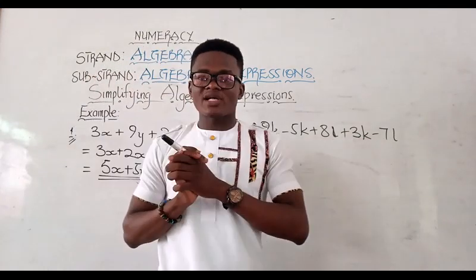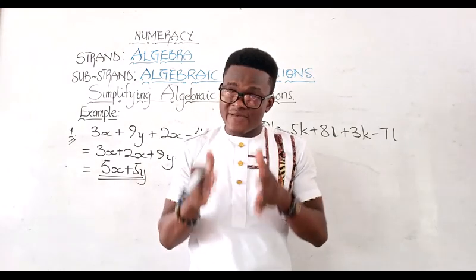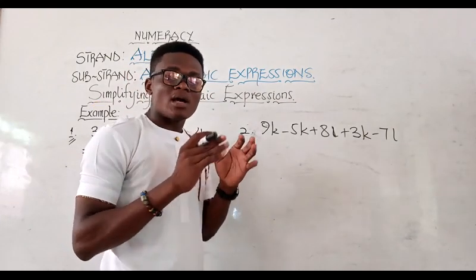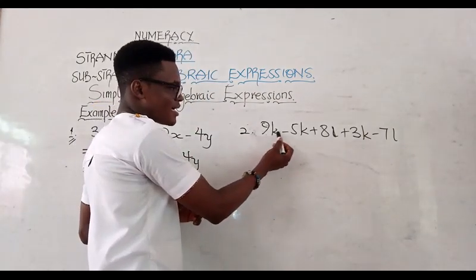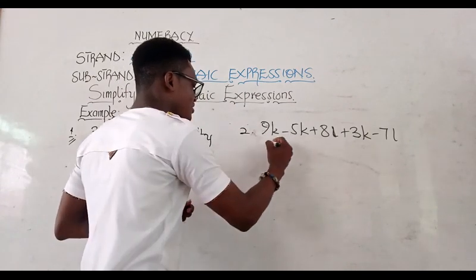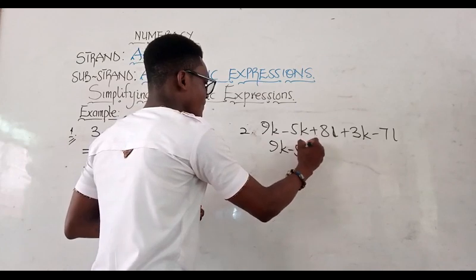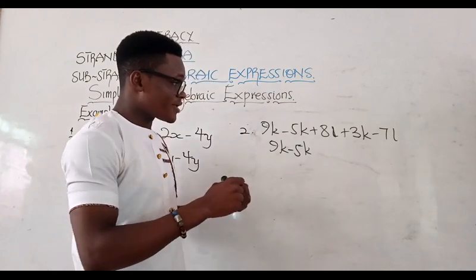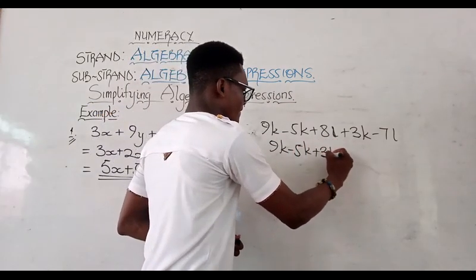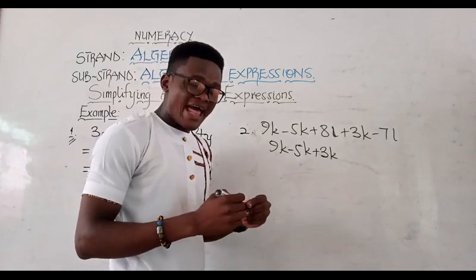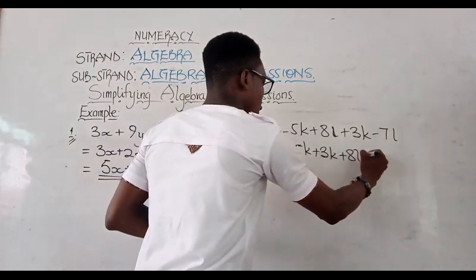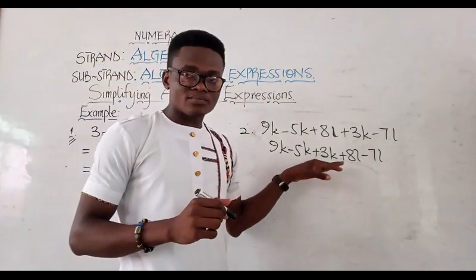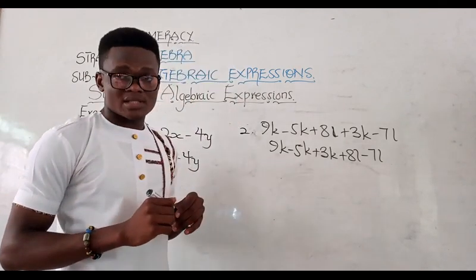So what is the first thing you must do? Thank you. You must first and foremost group like terms that are of the same power and of the same variable. So we have 9k here, 5k here. So right here we have 9k minus 5k. Okay. Is there any term with k? Yes, we have 3k. So plus 3k. Then followed by the terms in L. So plus 8l minus 7l. Okay. So right here we can easily add and subtract. Okay.